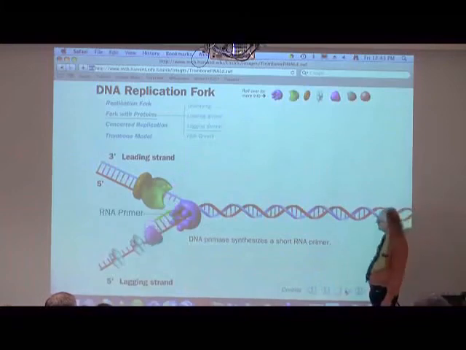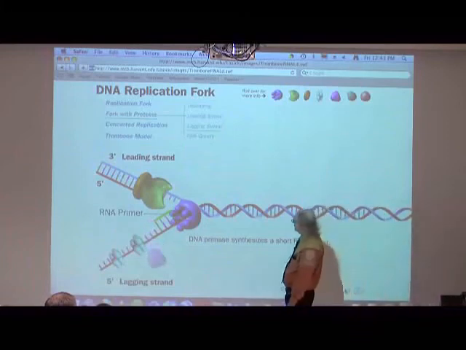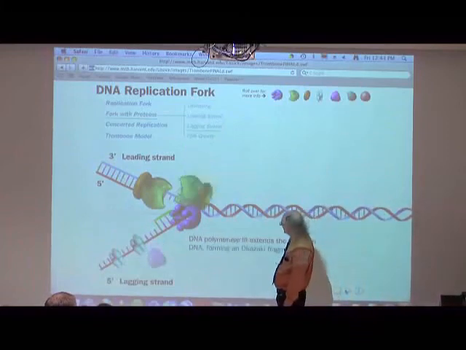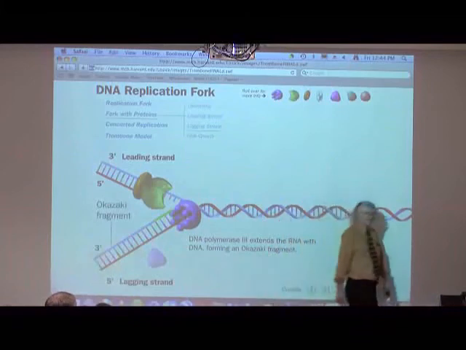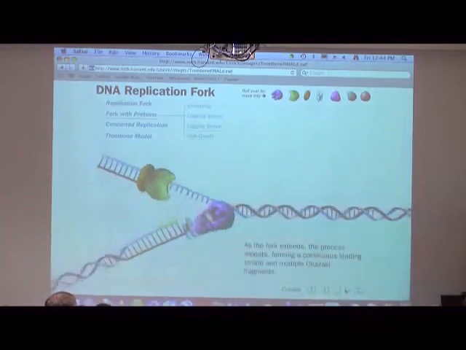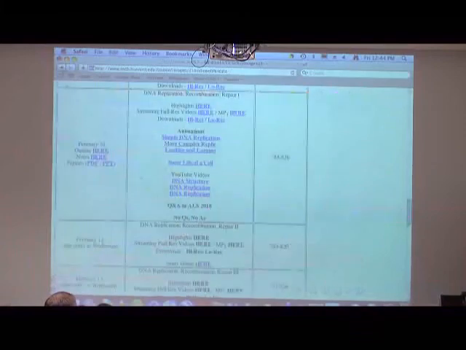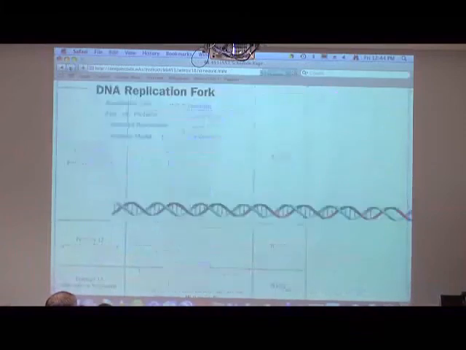Okay, so here comes our primer. Now watch, you'll see another enzyme come in, which is not right. Come on, 1,000 nucleotides a second. Okay, so that is an incorrect depiction. All right, now let's look at what actually happens.